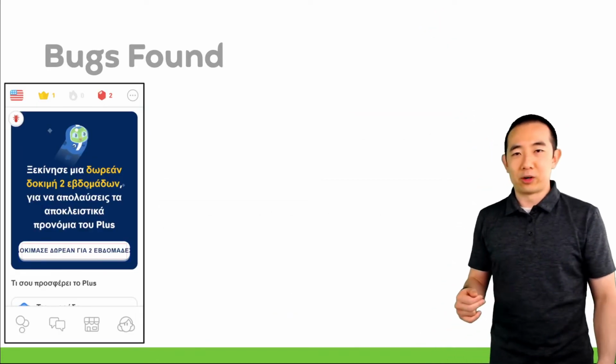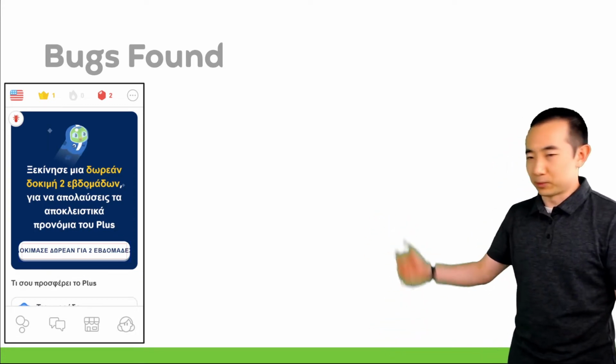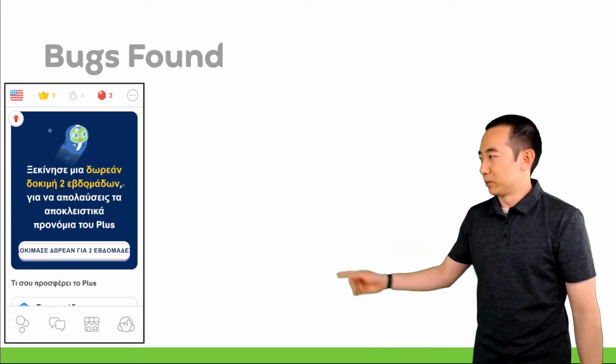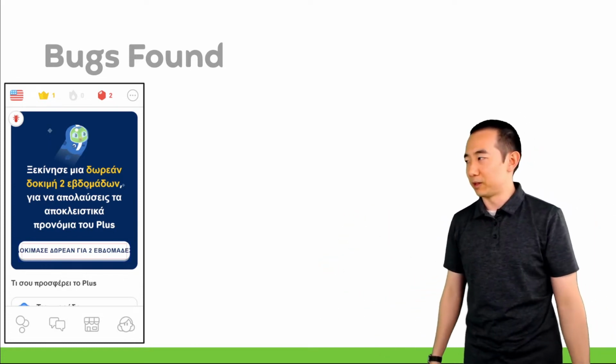When we ran this code on our screenshots, we found a whole bunch of bugs, which is great. Here's one example. On the mobile web, we can see in the button, there is text that's overrunning the edge. So this is the classic problem, and we've detected it.